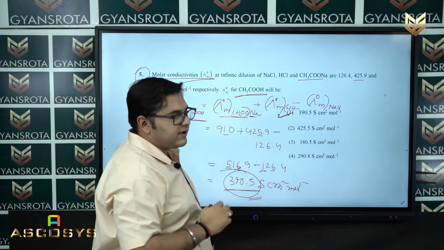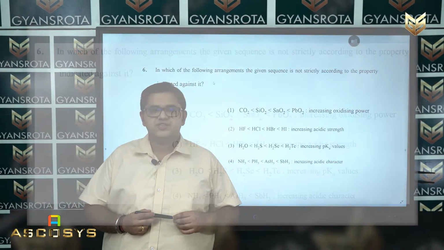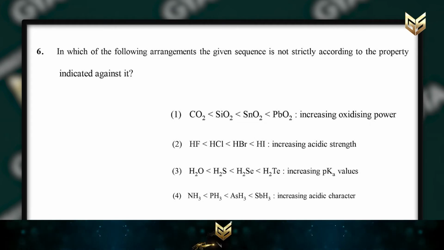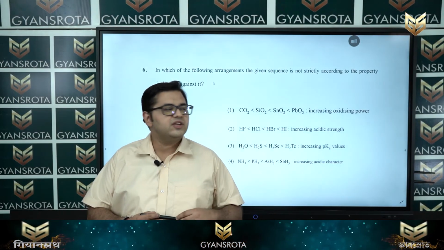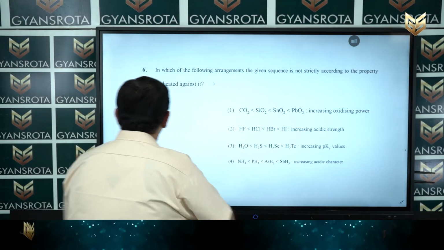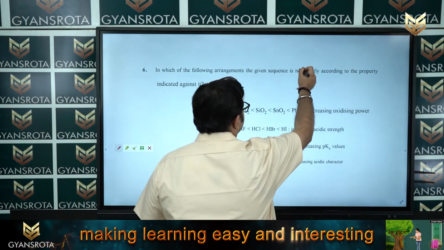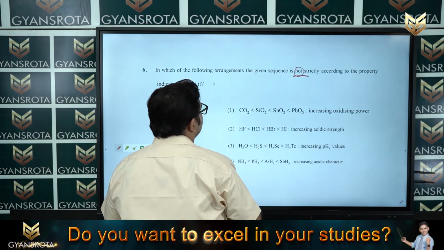Now we are moving to the next question, question number 6. Question number 6 is on your screen. In which of the following arrangements is the given sequence not strictly according to the property indicated against it? Now we are moving to the solution part. They asked which is not following, so first mark that.